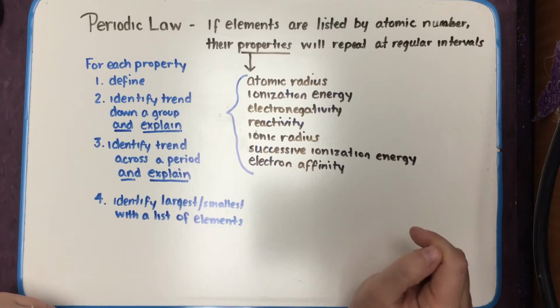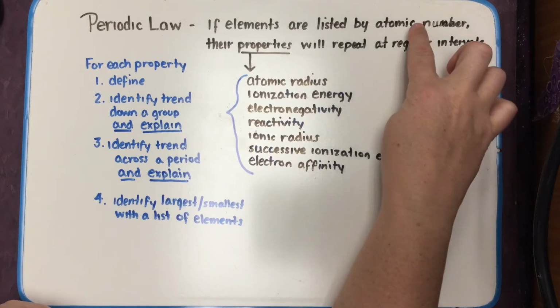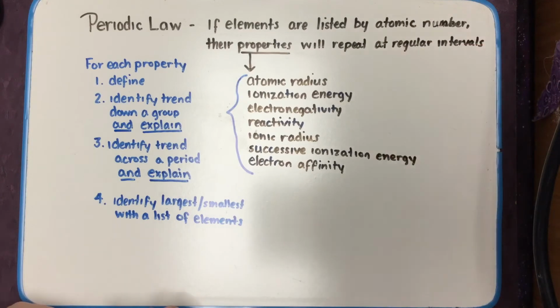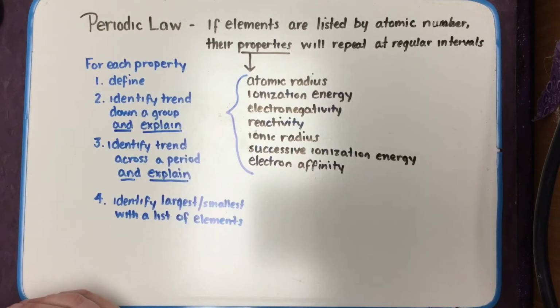Now we already know that Mendeleev was listing his elements based on atomic weight, but later we realized there were some elements that kind of switched places if we did that. And once we realized that the protons actually existed, once we had some better technology to figure out information about the nucleus, we realized that really what we want to list elements by is their atomic numbers, or the number of protons in their nucleus. So the periodic law just states if elements are listed by the atomic number, their properties will repeat at regular intervals. And those properties that repeat are actually quite numerous.